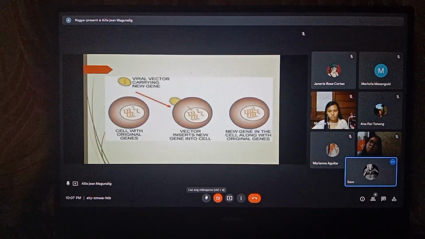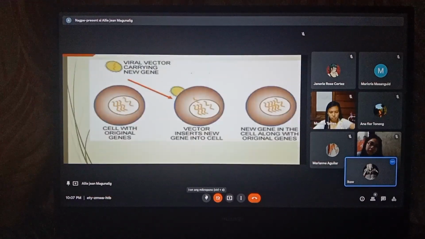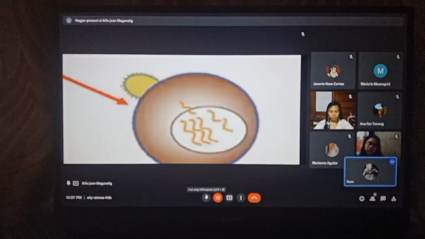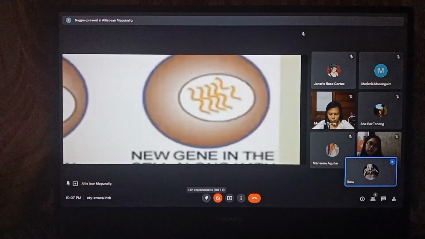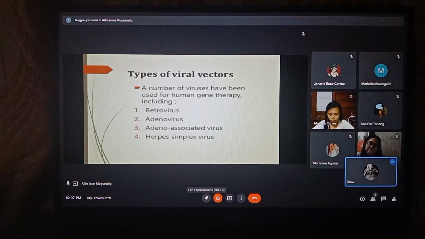So this is the viral vector carrying a new gene. As we can see here, the viral vector is inserting, then you can see the gene inserting inside, then you can see here it's fulfilled. So there are also types of viral vectors. A number of viruses have been used for human gene therapy, including retroviruses, adenoviruses, adeno-associated viruses, and herpes simplex virus.